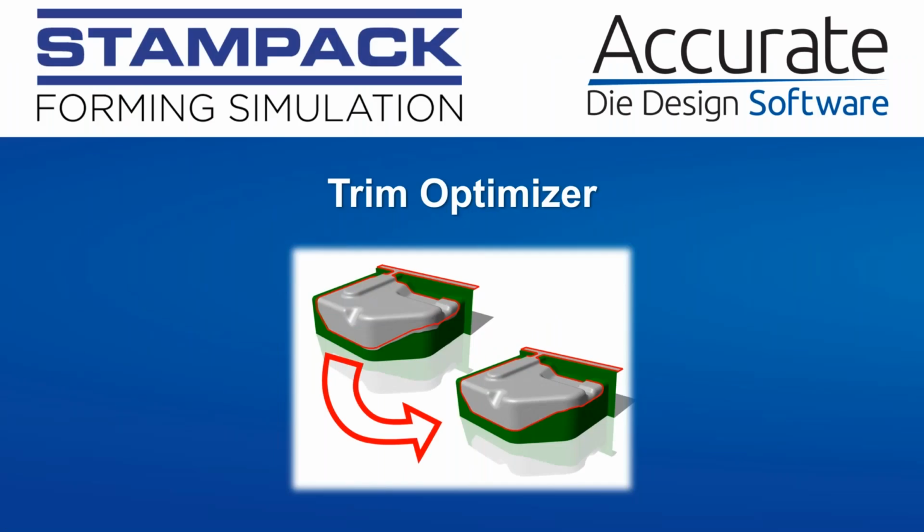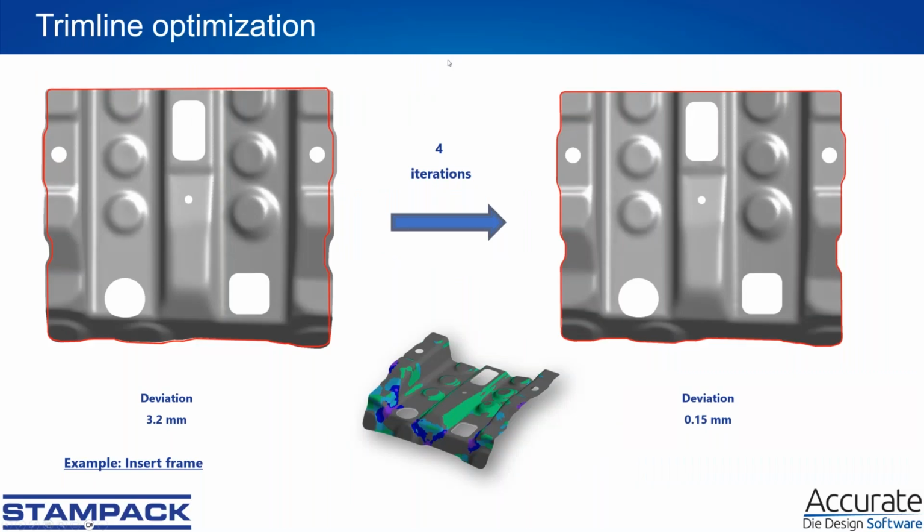Before I hand over to Josh, some more examples for trim optimizer. Here, this is a typical automotive example. We see that we have too much material, 3.2 millimeter away from the target line. And in 4 fully automatic iterations, we could change the initial outline until being 0.15 millimeter away, which is really precise for this kind of part.